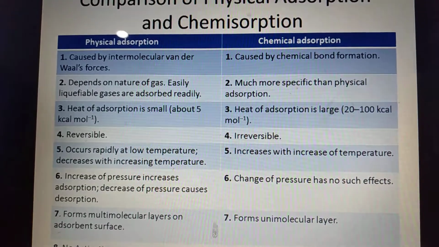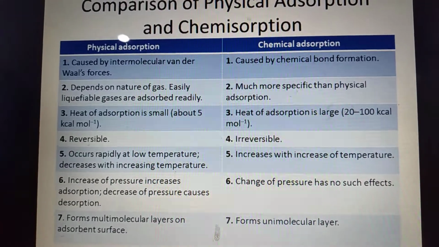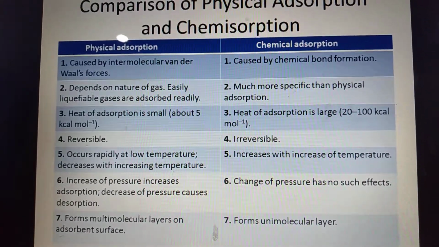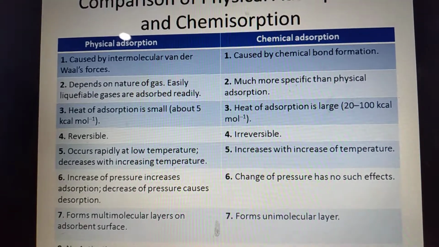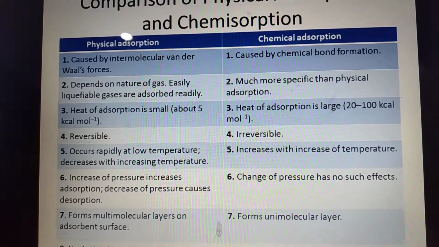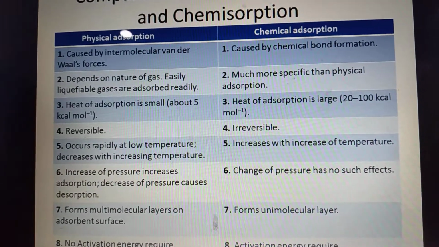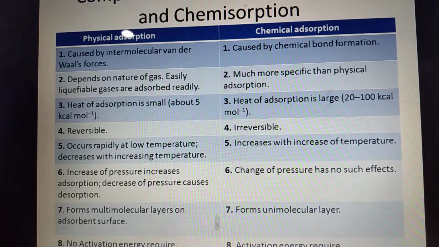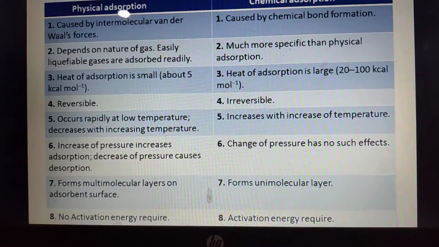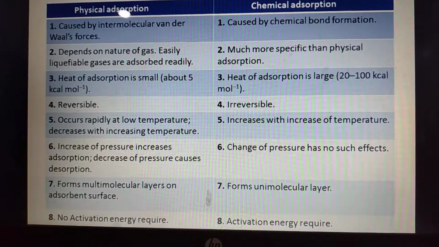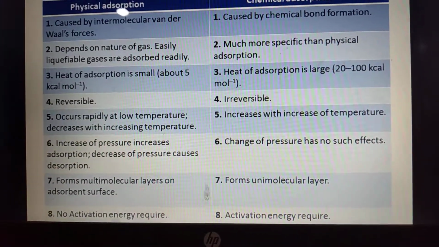And number five, physical adsorption occurs rapidly at low temperature and decreases with increasing temperature, while in chemical adsorption it increases with increase of temperature. Increase of pressure increases adsorption, and decrease of pressure causes desorption, while change of pressure has no such effect on chemical adsorption. In physical adsorption, multimolecular layers are formed on the adsorbent surface, while in chemical adsorption a unimolecular layer is formed. In physical adsorption no activation energy is required, while in chemical adsorption activation energy is required.